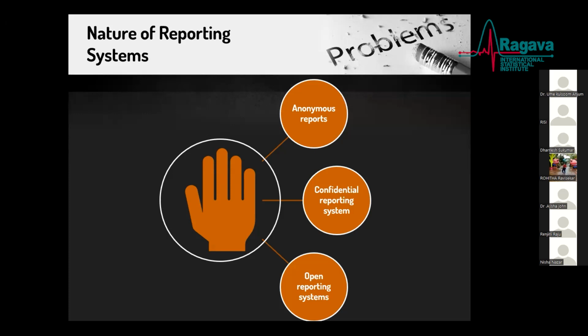The second one is a confidential reporting system. Here the identity of the reporter is known, but it's shielded from authorities. It's not disclosed, except if it's required for an investigation of misconduct or any other criminal acts. Such systems tend to capture more useful data than an anonymous system because follow-up questions can be asked. And in such a system, reporters must always trust that such information is truly confidential. Last is the open reporting system.